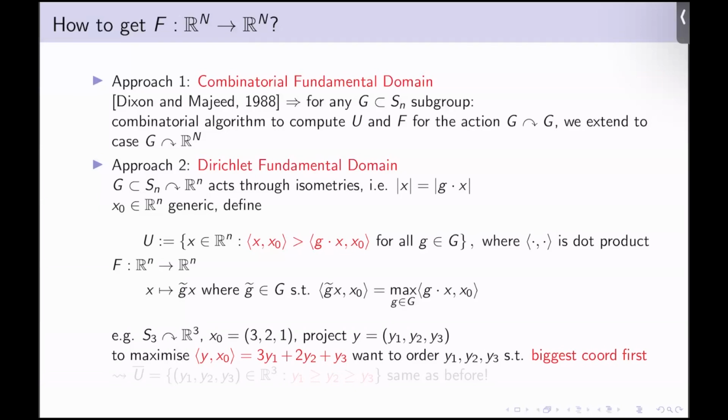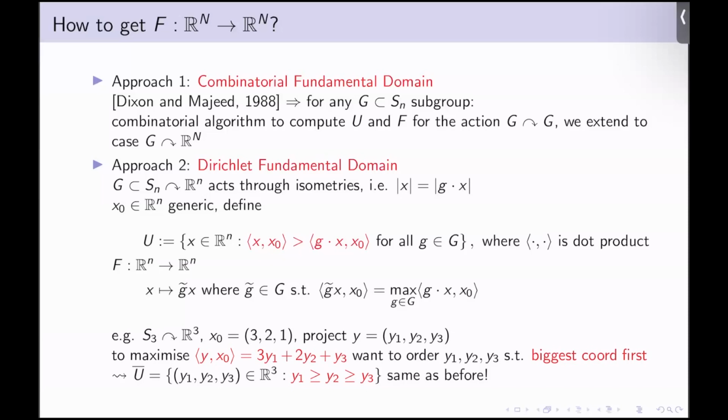So what you find is, with this choice of x0, you get the following set U, or the closure of U, which will be exactly vectors in R3 which are ordered in descending order. So you should notice two things. First, this is exactly the same fundamental domain as from the previous page. On the previous page, it seemed like an ad hoc thing that was special to S3 acting on R3, but actually it comes from this very general recipe that works for every group action on Rn.